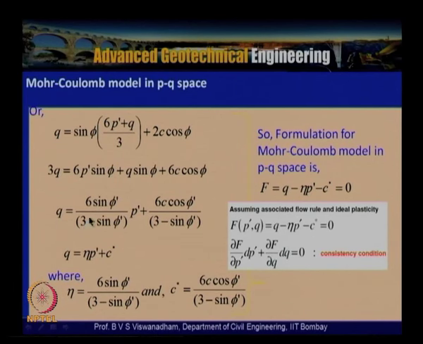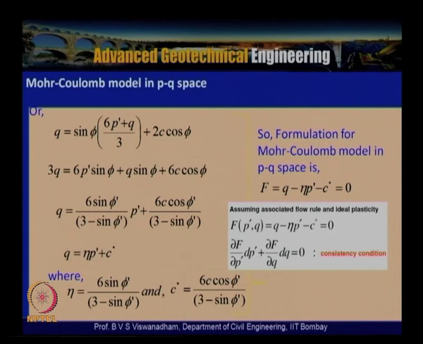So Q is equal to 6 sin phi' divided by 3 minus sin phi' into P' plus 6C cos phi' divided by 3 minus sin phi'. So this is actually indicated as Q is equal to nu P' plus C star, where nu is equal to 6 sin phi' by 3 minus sin phi', and C star is equal to 6C cos phi' by 3 minus sin phi', where this is actually called the formulation for the Mohr-Coulomb model in PQ space.